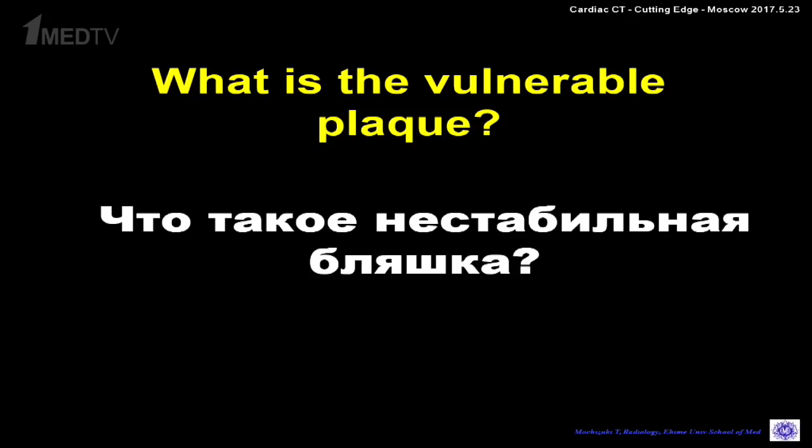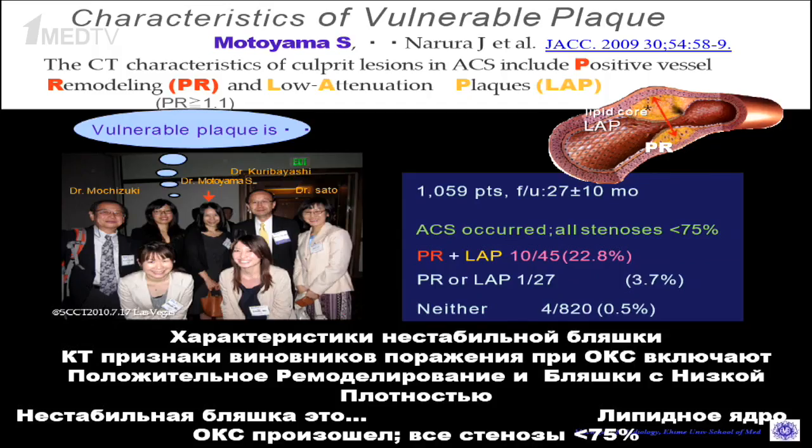So what is the vulnerable plaque? This is the famous paper written by Dr. Motoyama in JACC 2009, and the characteristics of the culprit region in acute coronary syndrome include positive vessel remodeling, PR, and low attenuation plaques, LAP.